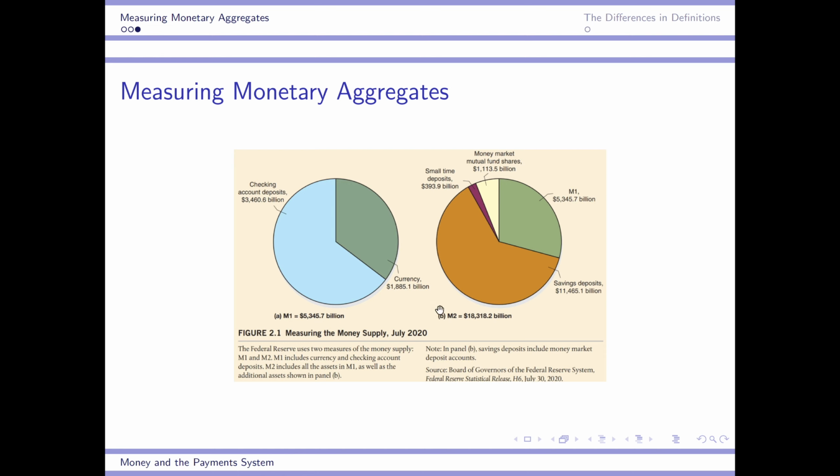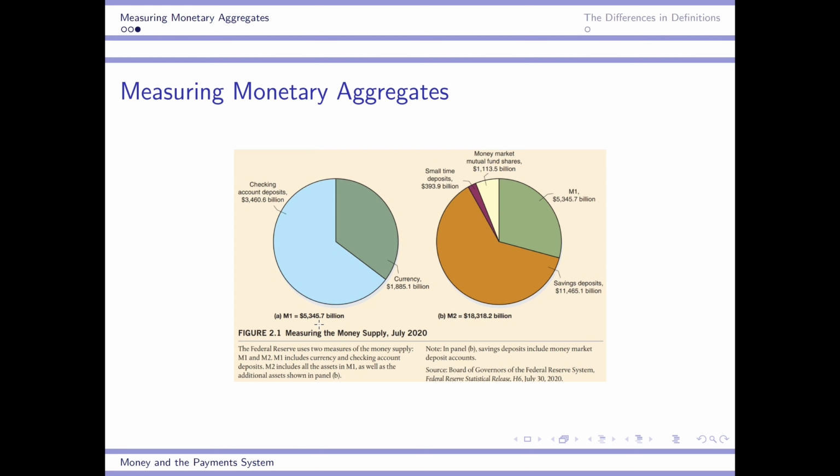So on the left, we have, as of July 2020, the composition of the M1 aggregate. As you can see, checking accounts had about 66%, or two-thirds, of the total M1 aggregate, while currency had just one-third. So we're really seeing this decline in physical currency and its usefulness.